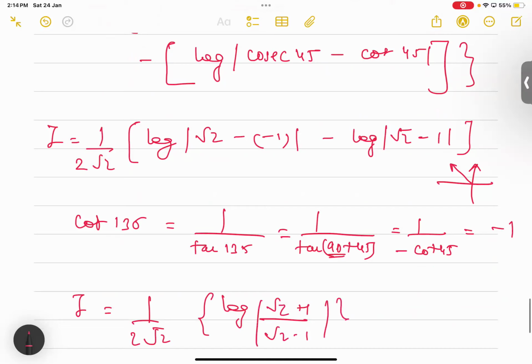Root 2 minus 1. Log A minus log B. Root 2 minus 1, because cot 45 is 1, cosec 45 is root 2. So this is the final answer, okay? Yeah, you can stop over here. Next question.